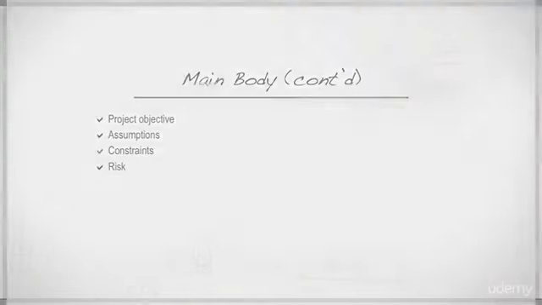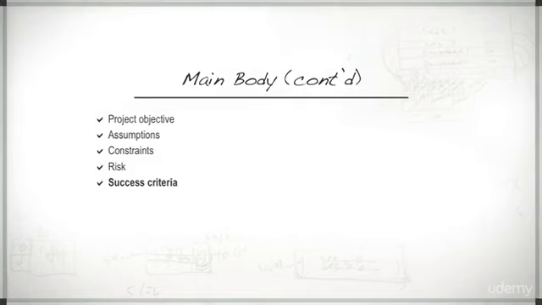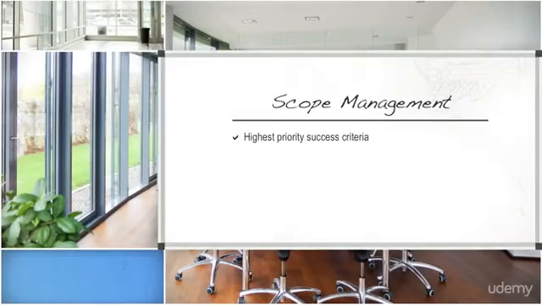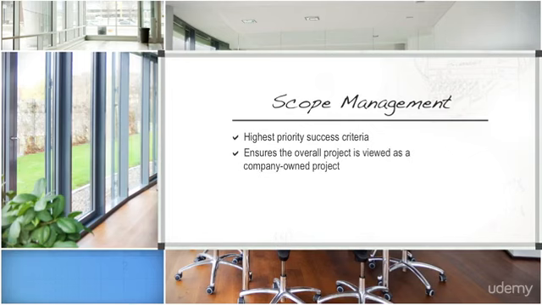Success criteria, sometimes referred to as success measurements, are conditions and resources that must be present for the project to succeed. In this section, identify the metrics and targets you want to achieve as a result of the successful completion of the project. For example, you could include a series of bulleted statements such as, scope management is the highest priority success criteria. It is imperative that the scope of the project be kept specific, small, and measurable. Ensure that the overall project is viewed as a company-owned project and not owned by individual departmental silos.